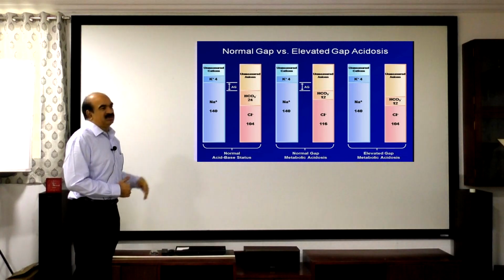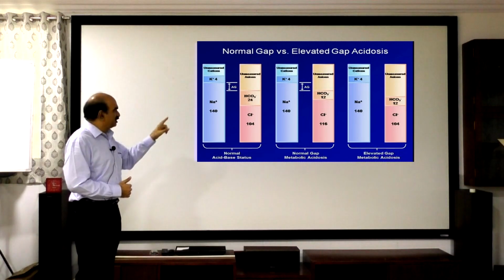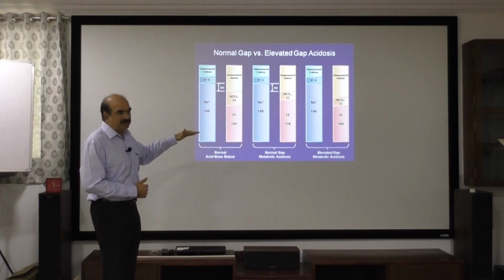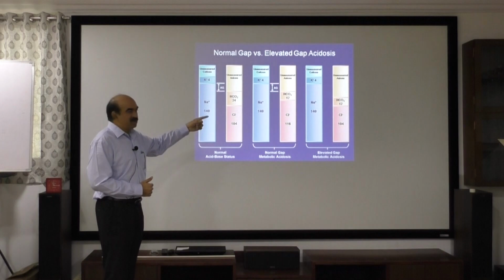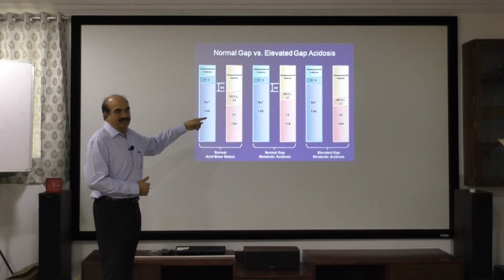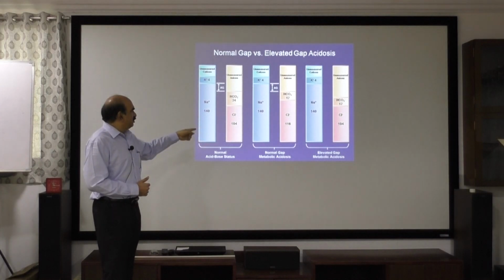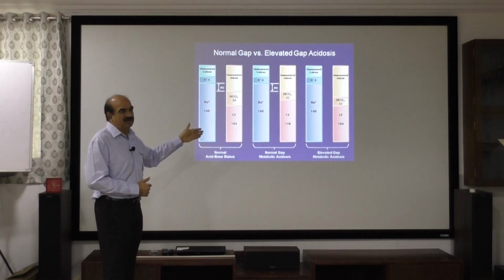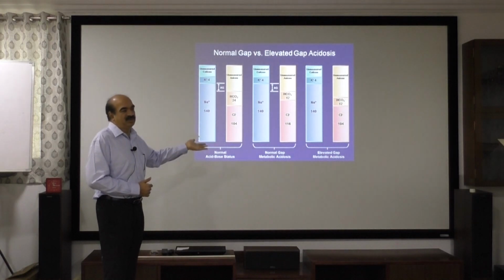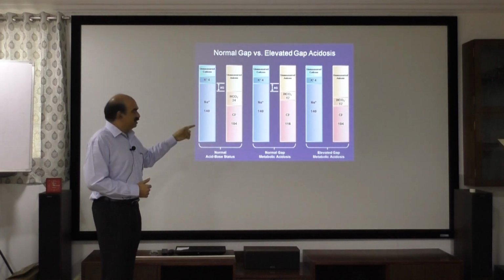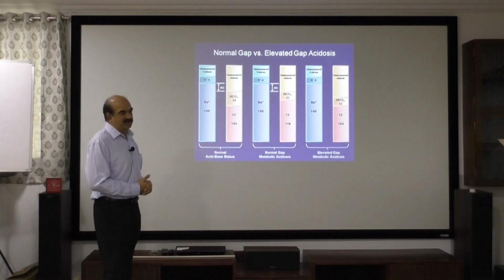So, the anion gap will be normal. The mechanism for acidosis is loss of bicarbonate, and the loss of bicarbonate will be compensated by an increase in chloride levels. From 24, bicarb decreases to 12, so chloride increases from 104 to 116. If the underlying mechanism is loss of bicarbonate, compensated by increasing chloride levels, then the anion gap will be normal. That is normal gap metabolic acidosis.